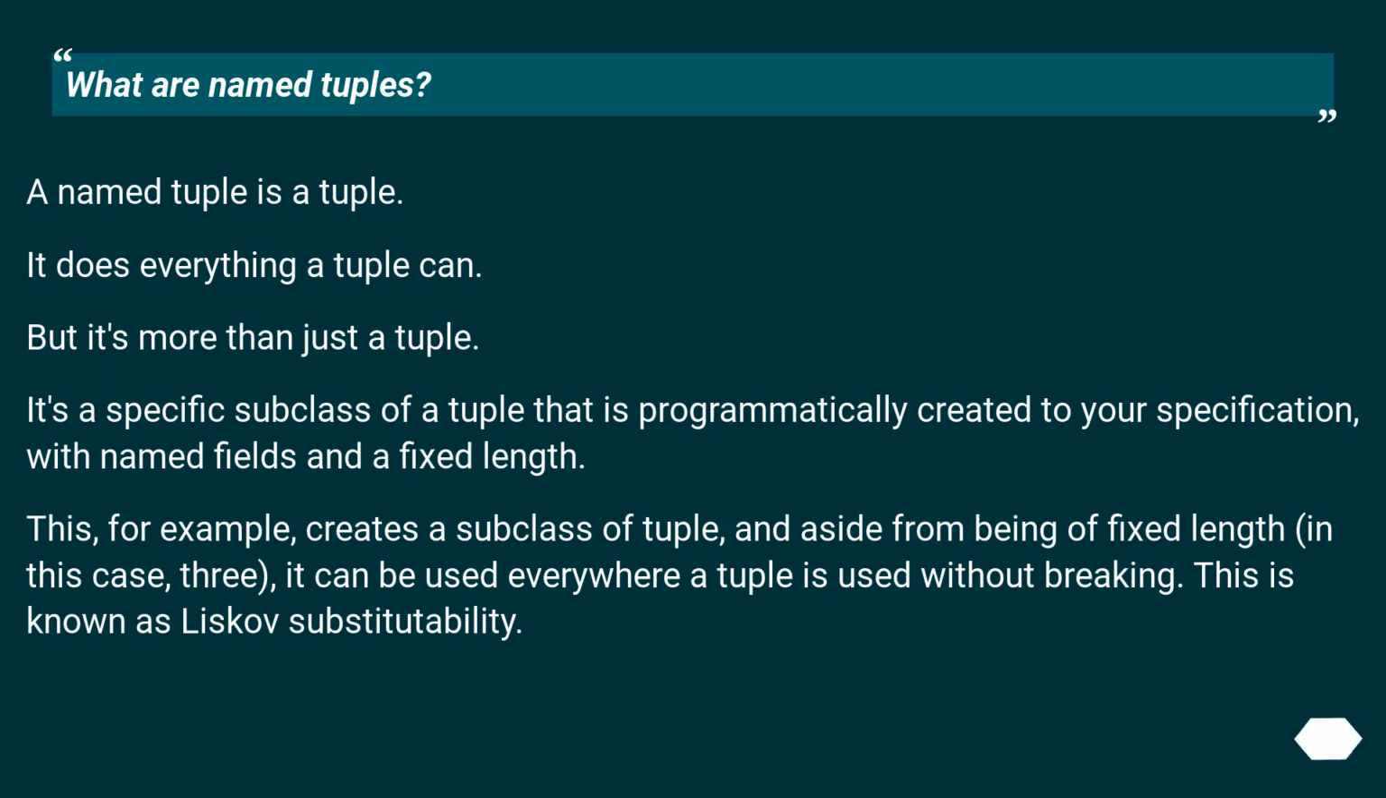What are named tuples? A named tuple is a tuple. It does everything a tuple can. But it's more than just a tuple. It's a specific subclass of a tuple that is programmatically created to your specification, with named fields and a fixed length. This, for example, creates a subclass of tuple, and aside from being of fixed length, in this case 3, it can be used everywhere a tuple is used without breaking. This is known as Liskov substitutability.